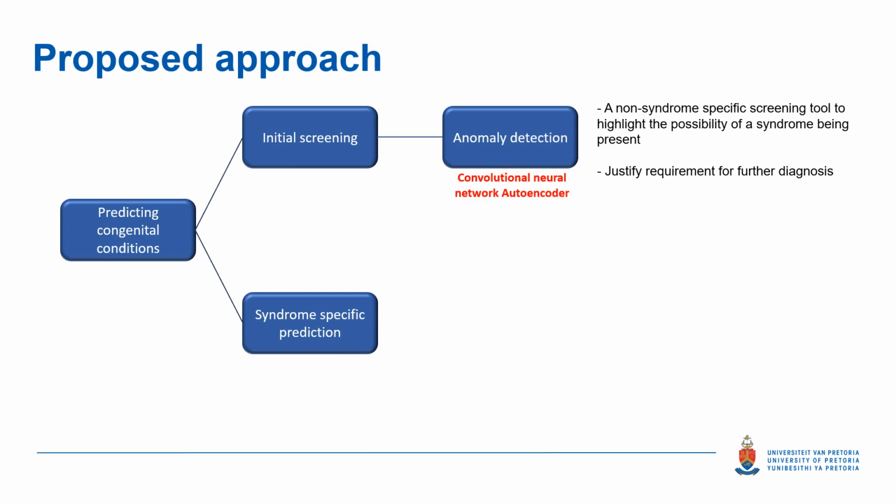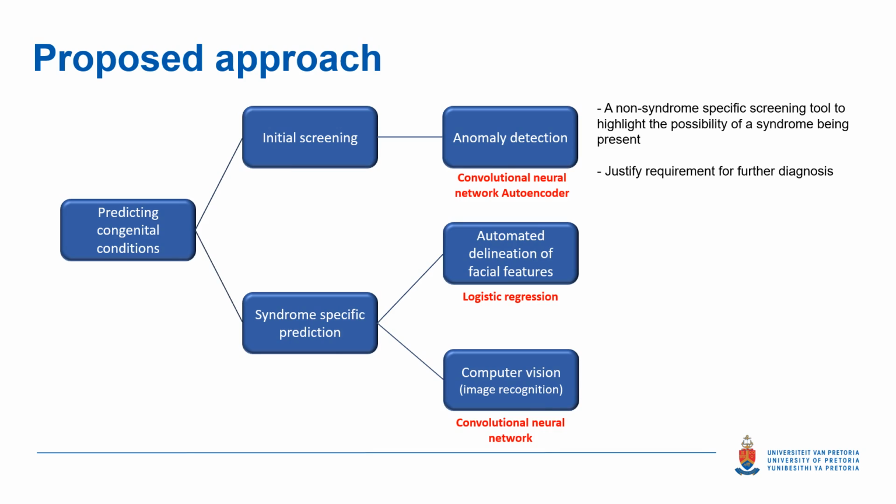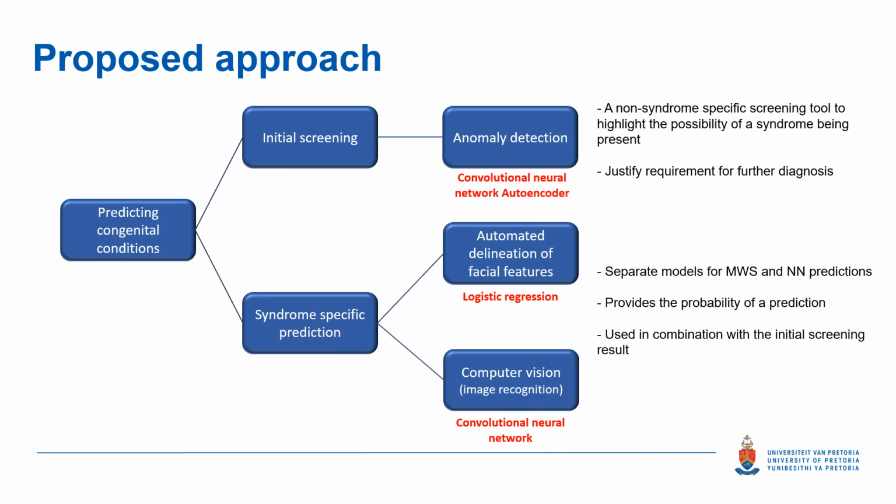For syndrome-specific predictions, we implemented 2 approaches, namely automated delineation of facial features and computer vision. Currently, both methods evaluate Mowat-Wilson and Noonan syndrome as separate models. It provides a probability of a prediction and is used in combination with the initial screening result.